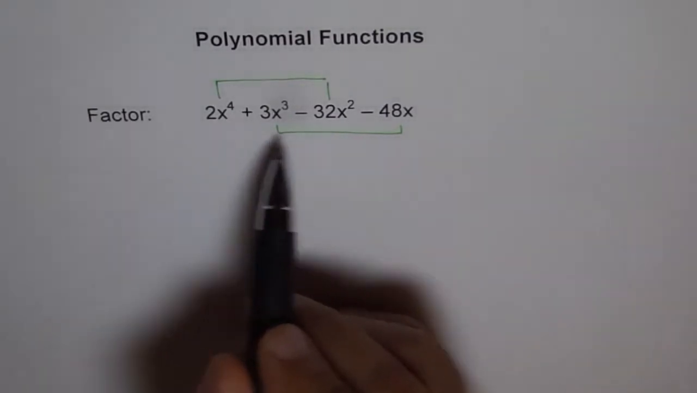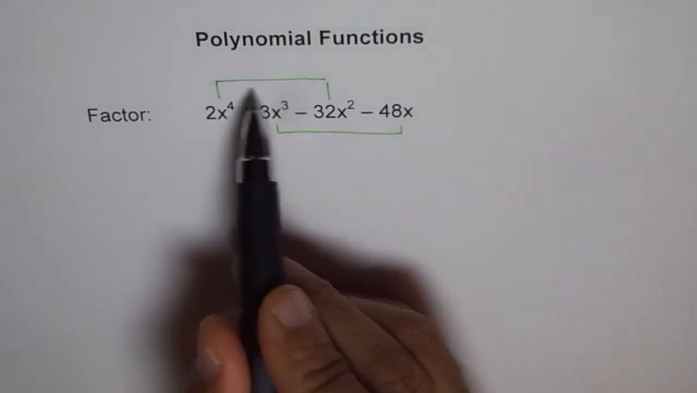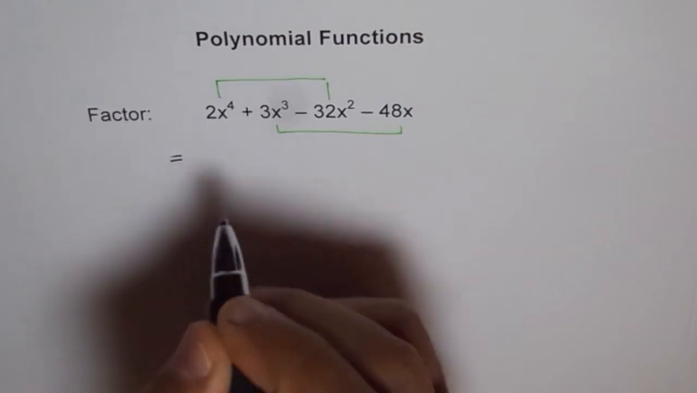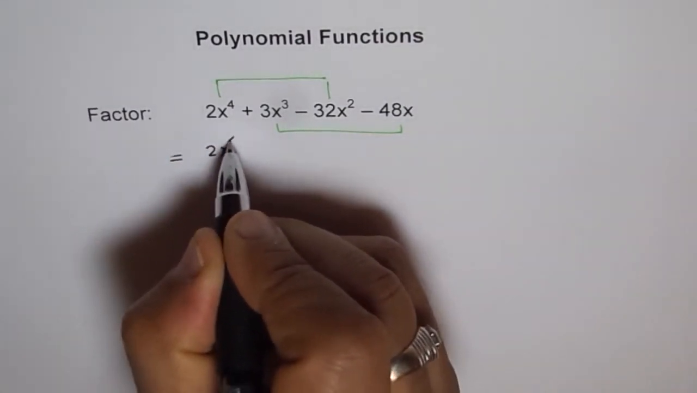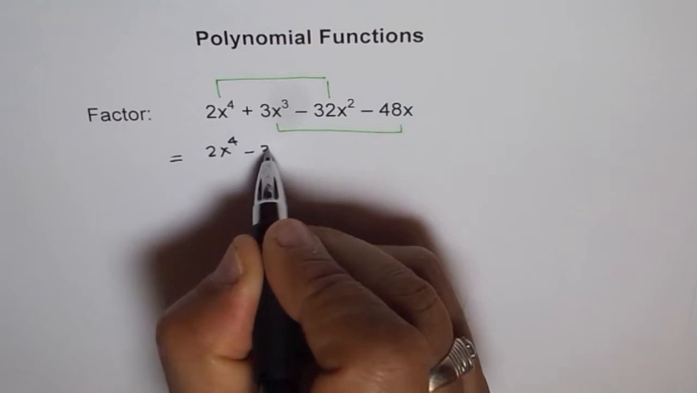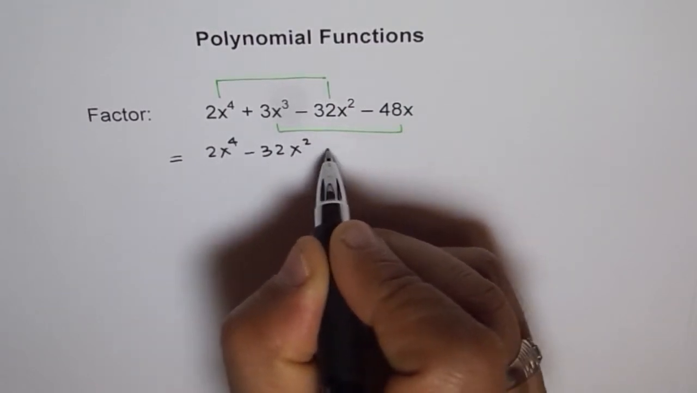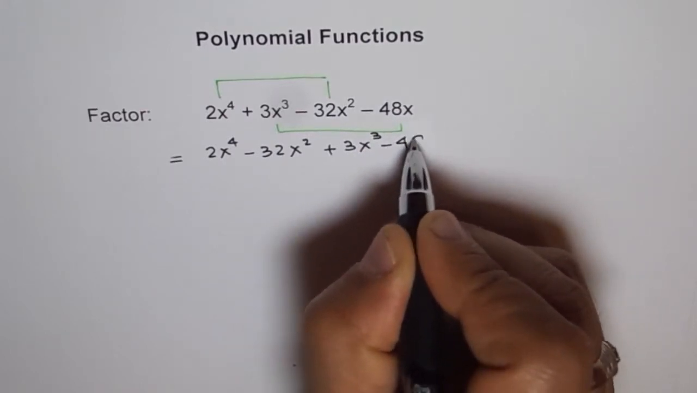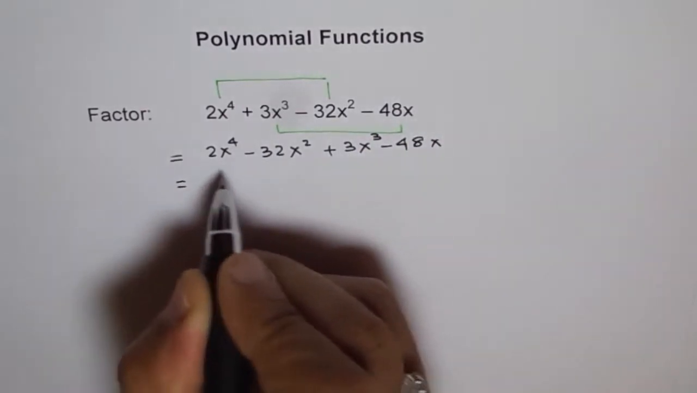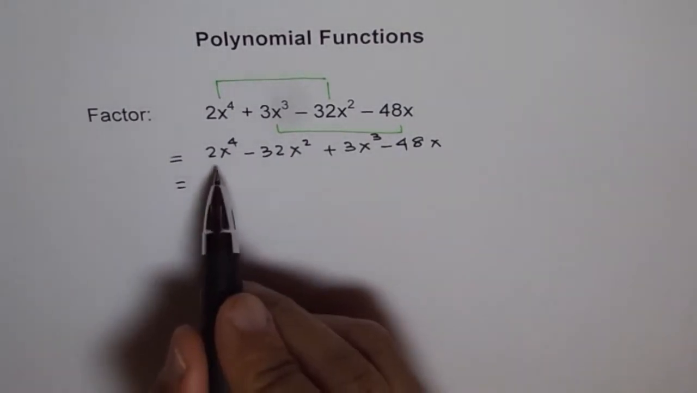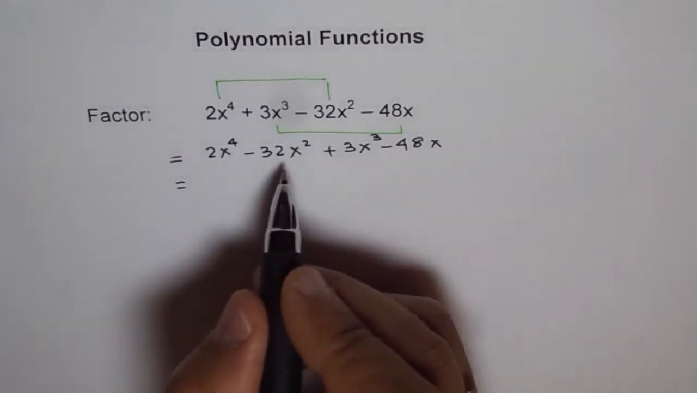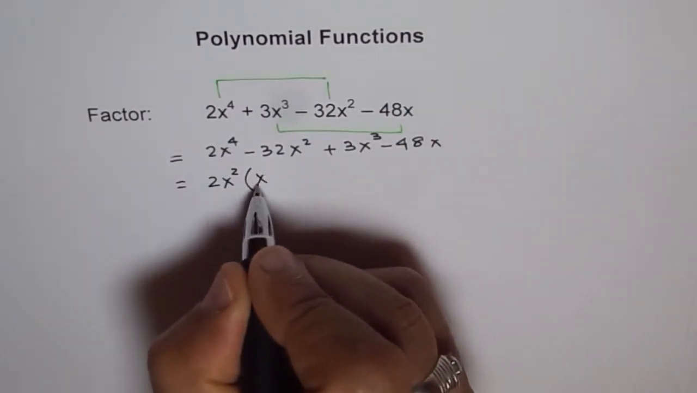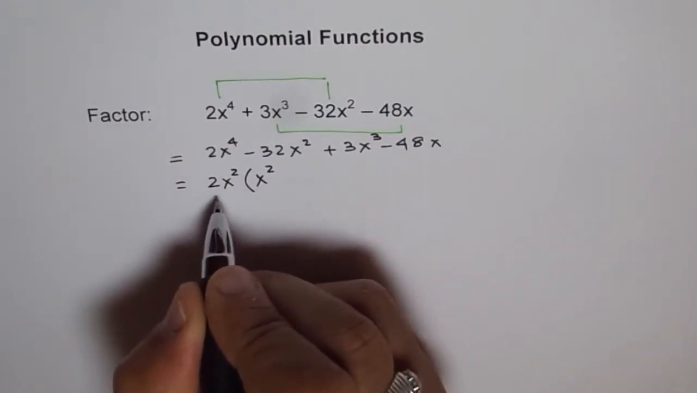Now, when you look at it, this comes to my mind as the right kind of grouping. So let's group it and rewrite this. So we get here 2x to the power of 4 minus 32x square plus 3x cube minus 48x. And now once you have grouped it, it's not that difficult. You can take common terms here and we get 2x square as common. And you're left with x square here, and 32 divided by 2 is 16.